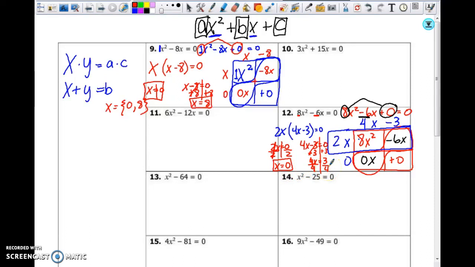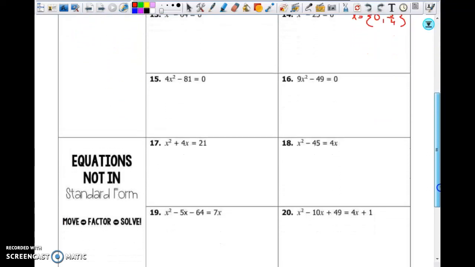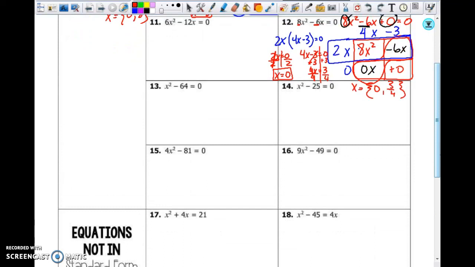And I'm going to go ahead and write them right under here. Your x is equal to 0 and 3/4. So I know it seems like a lot, right? But it's not that hard. You guys have already done it. So I'm going to do one more. So that's what you're doing for this top part.